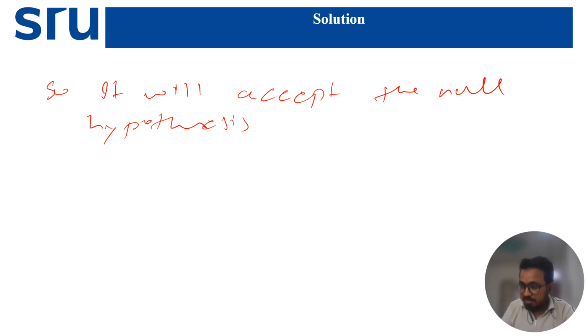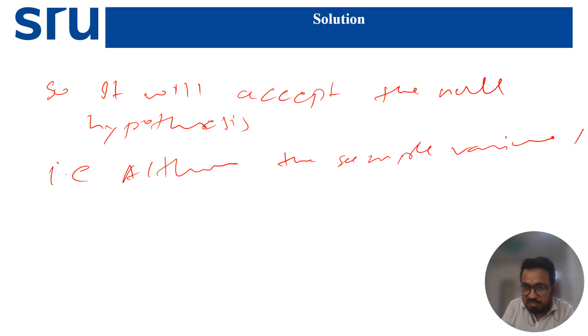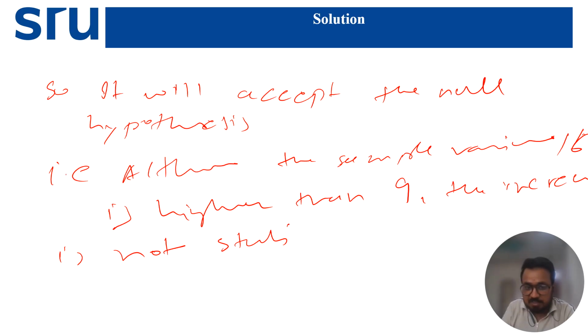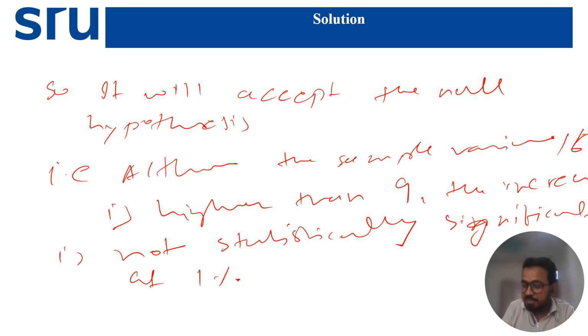That means, although the sample variance 16 is higher than 9, the increase is not statistically significant at the 1% level.